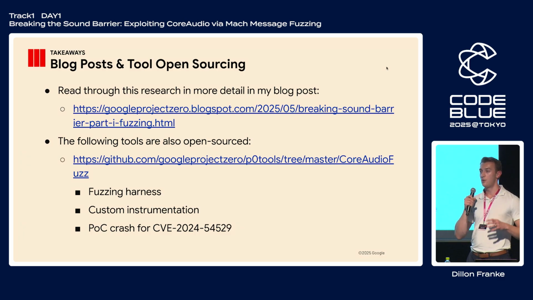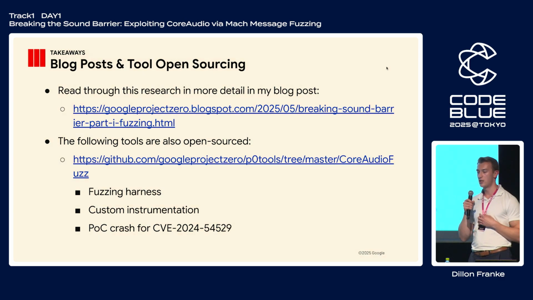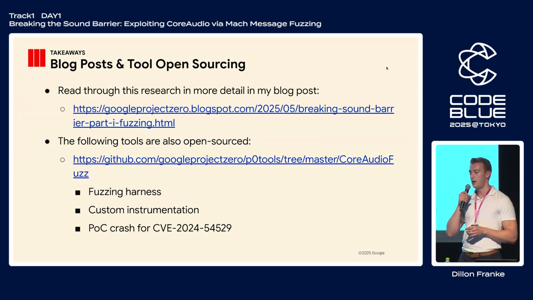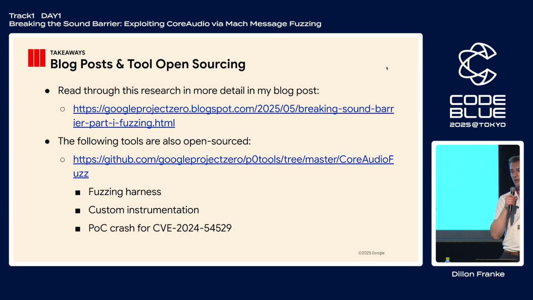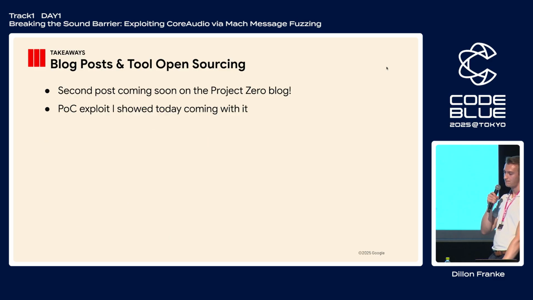So I know this was a lot of information coming at you fast. It's hard to talk about all this in such a short talk, but you can read more in detail on the Project Zero blog. I'm also working on a second blog post, which is going to be coming out probably next week about the exploitation piece. And I've also open sourced the fuzzing harness, the custom instrumentation, and the POC crash for the CVE that I showed you today.